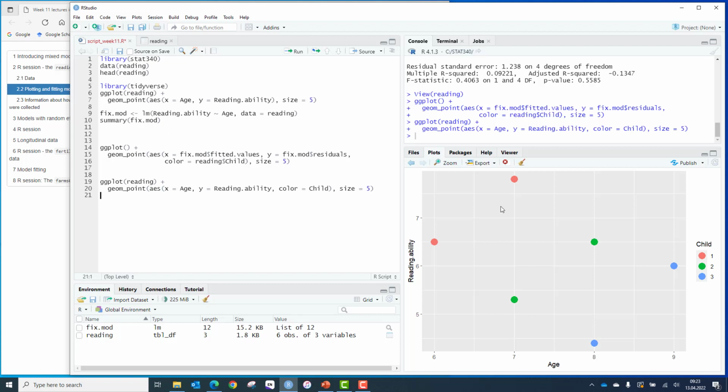Right? So because the children tend to increase in the reading abilities, and these two measurements are sort of linked together, and these two are linked together, and these two are linked together. They are not independent of each other because they are made on the same person.